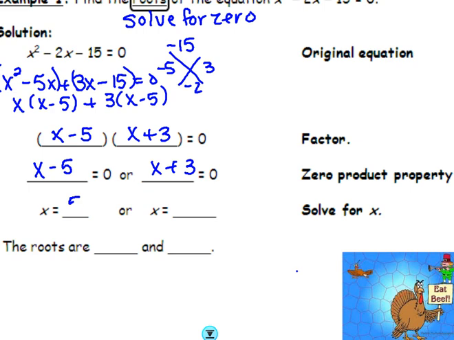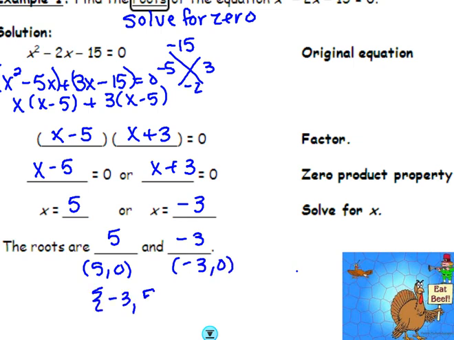So that's why we're setting each term equal to 0. So we solve for x, we're going to get x equals 5 and x equals negative 3. Alright, so our roots are 5 and negative 3. Our x-intercepts are (5, 0) and (negative 3, 0). Our zeros are negative 3 or 5. All mean the same thing. Alright, let's check our answer really quick. Don't be lazy.